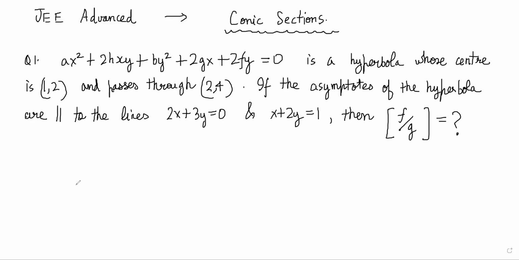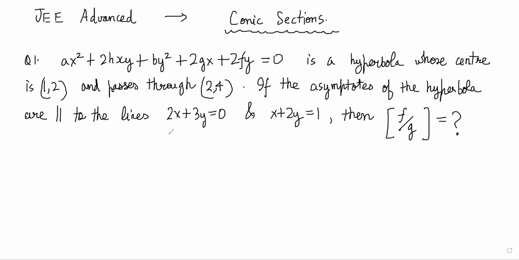Okay. So an equation has been given and it has been said that it's a hyperbola. The center of the hyperbola is 1 comma 2 and the hyperbola passes through 2 comma 4. And then they have given also that asymptotes are parallel to the lines 2x plus 3y equals 0 and x plus 2y equals 1, right?